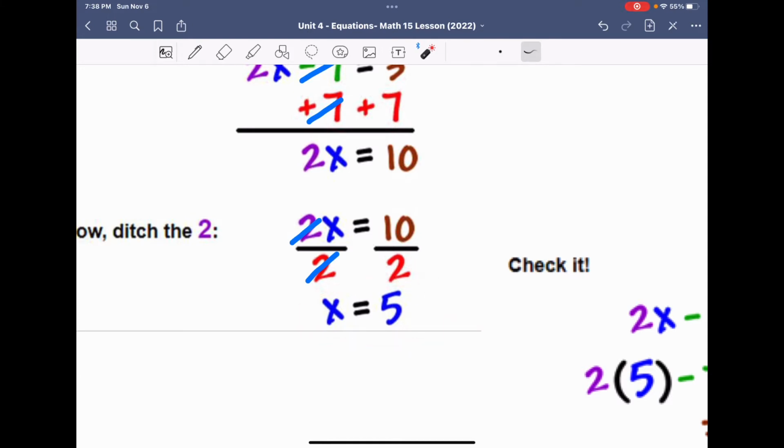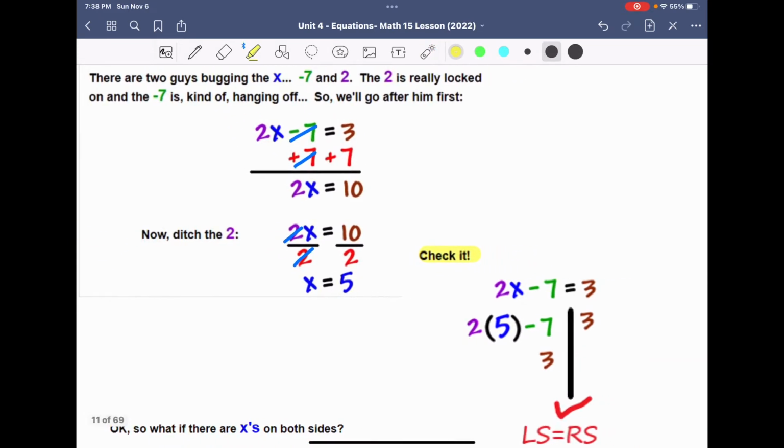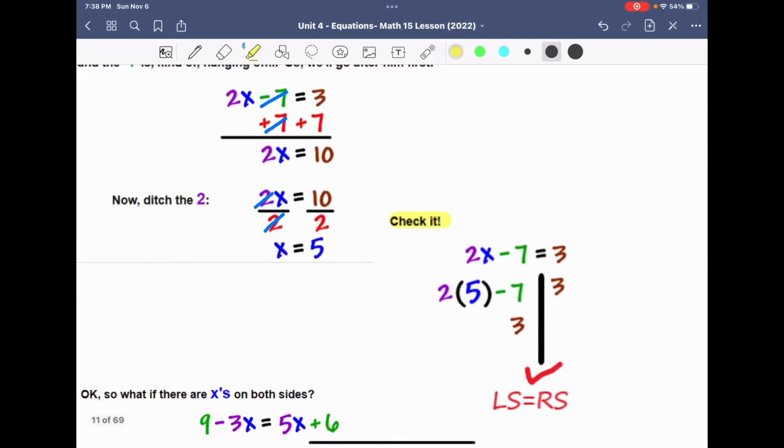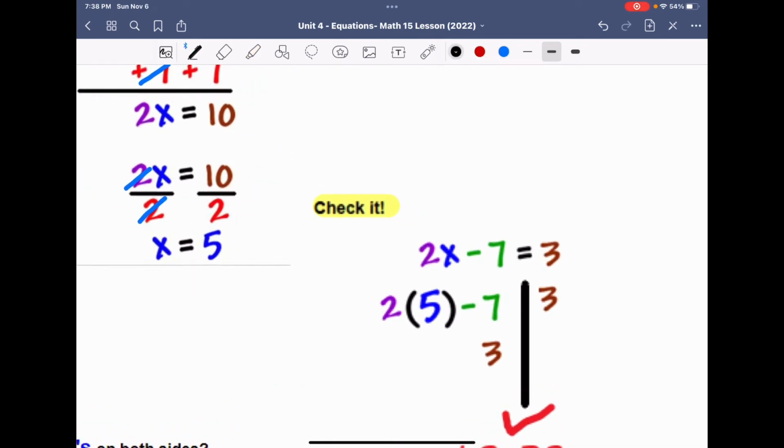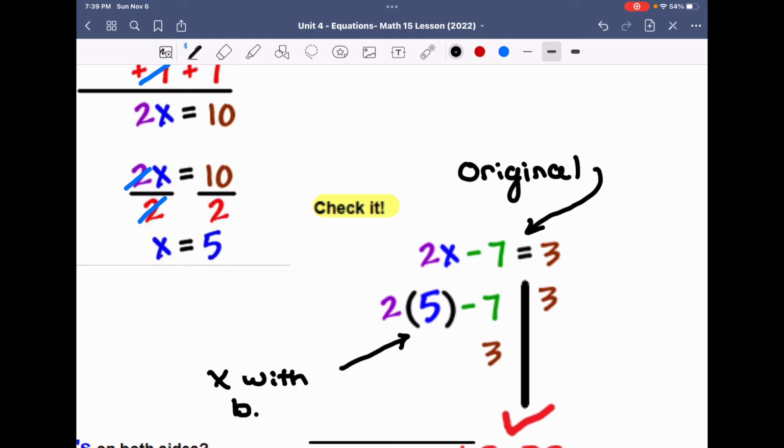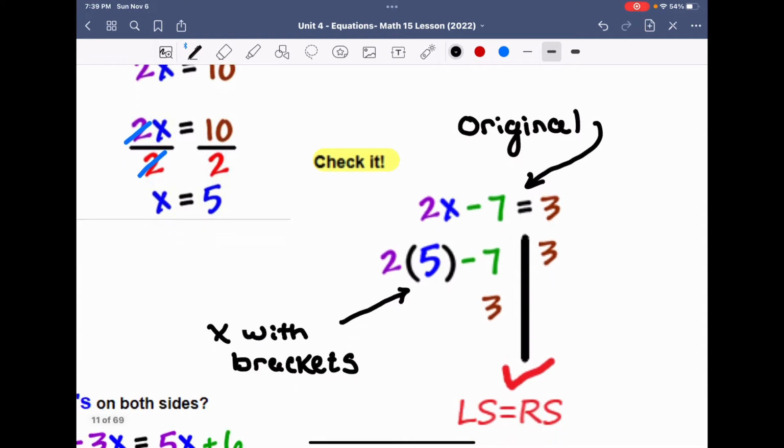Now, they may say to verify or check off to the side here. If they ever say verify or check that this works, what we have to do is go back up to our original. So above this, we could write this is the original statement. We take the original and we plug x in with brackets. There we go. So we plug in x with brackets, and therefore we would get 3 equals 3 here.